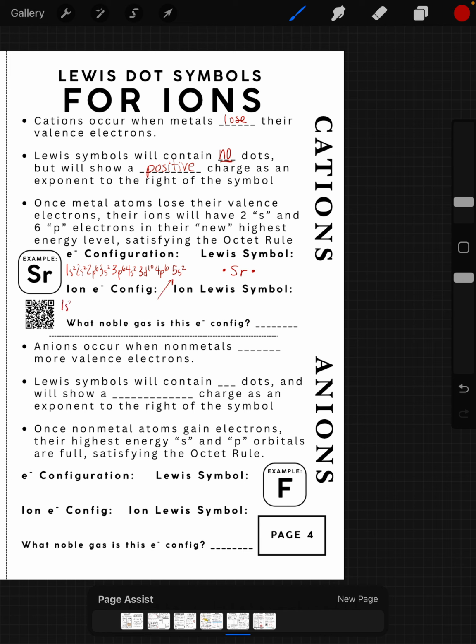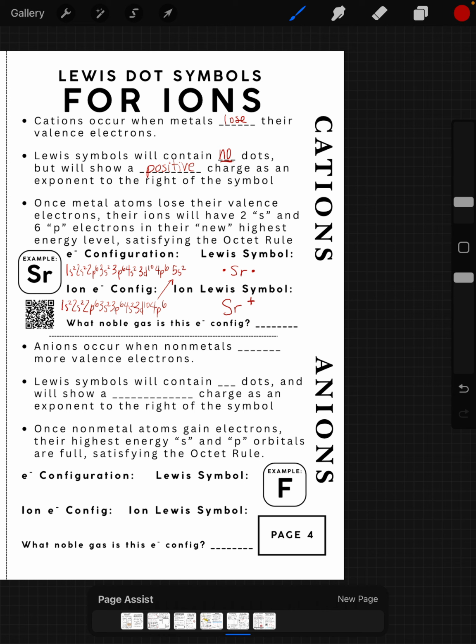So the ion electron configuration is going to be 1s2, 2s2, 2p6, 3s2, 3p6, 4s2, 3d10, 4p6. And now the ion's Lewis symbol is going to be rid of those extra pesky valence electrons, and it's going to have that cute little charge, that positive charge.